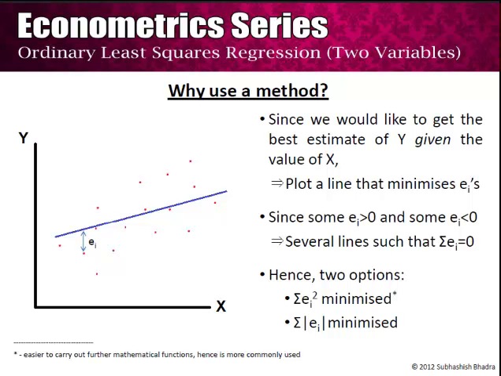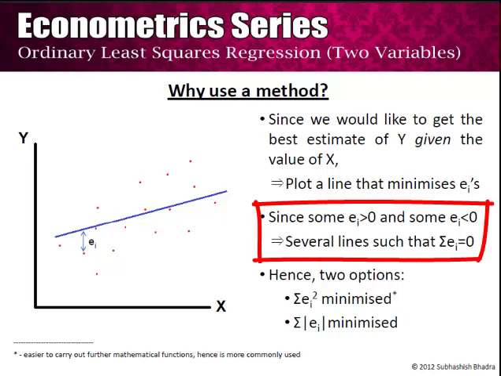Now the thinking behind this ordinary least squares method is that since we would like to get the best estimate of y for a given x, hence we should ensure that our predicted y is as close to the real y as possible. That is, EI, which is the difference between the predicted y and the actual y, is minimized. Hence we want to plot a line that minimizes these EIs. Since all the EIs cannot be 0 at the same time, let us assume that we are trying to minimize the sum of EIs. However, there is a problem with this methodology.